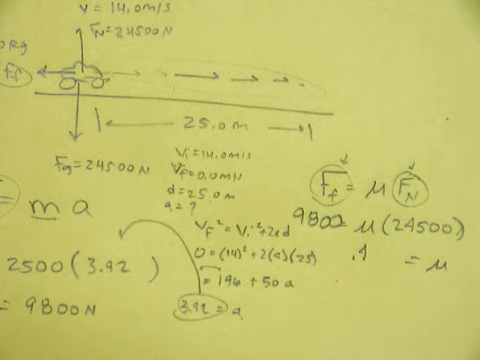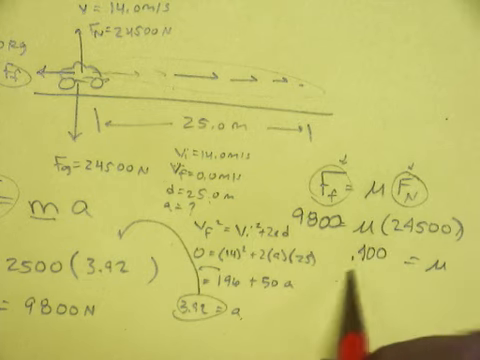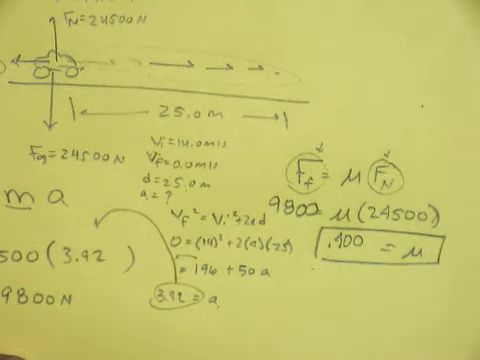Let's see, how many significant figures are we dealing with here? Looks like 3. 0.400? Yeah, because everything's got 3, so I can go 0.400. Tough problem.